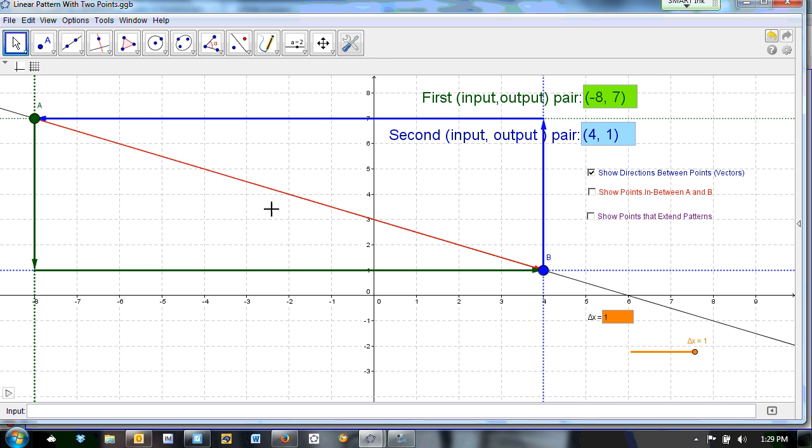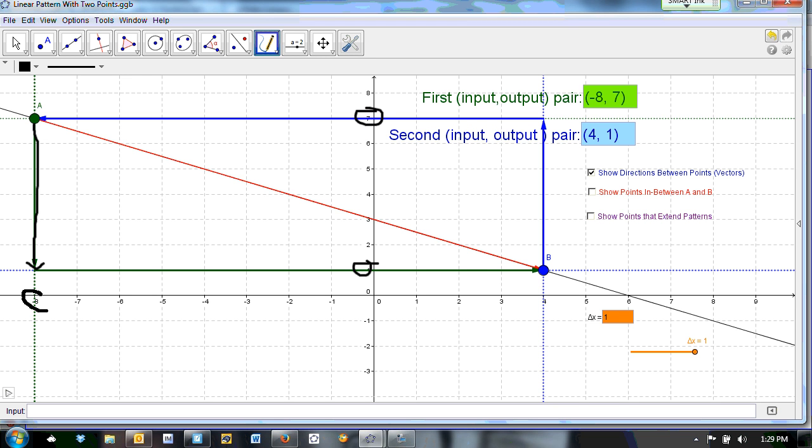But to get from A to B, it looks like all we really have to do is go down, going from the output of 7 of A here, right, to an output of B, which is 1, it looks like we go down 6. So if we go down 1, 2, 3, 4, 5, 6, that's our vertical movement to go from A to B. And then we have to figure out how far we go over, right?